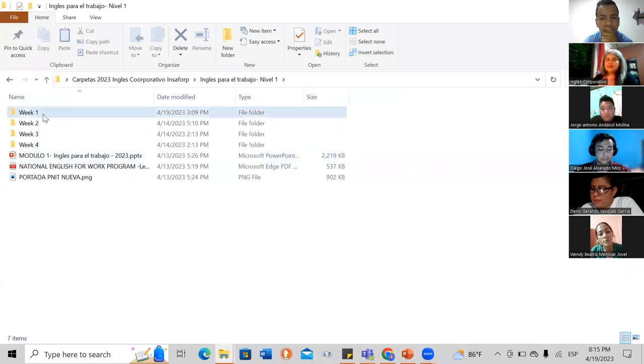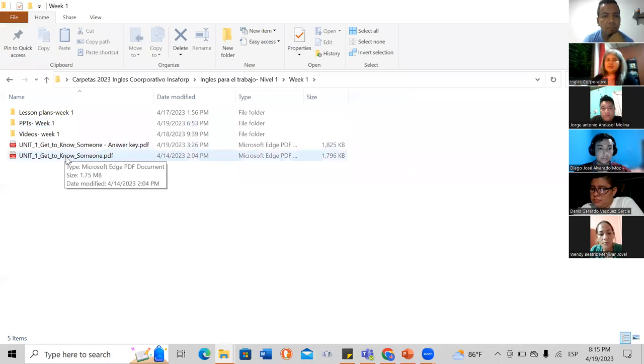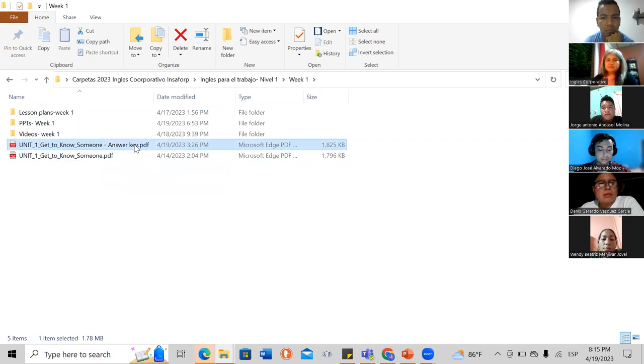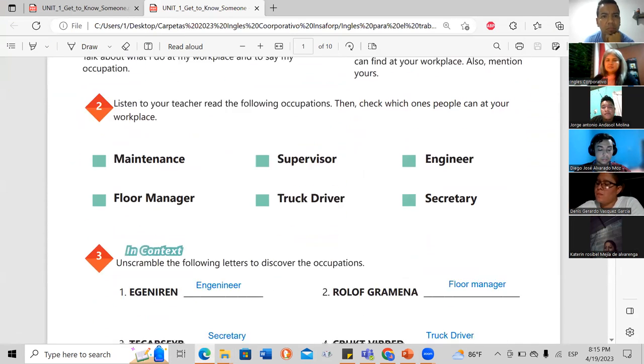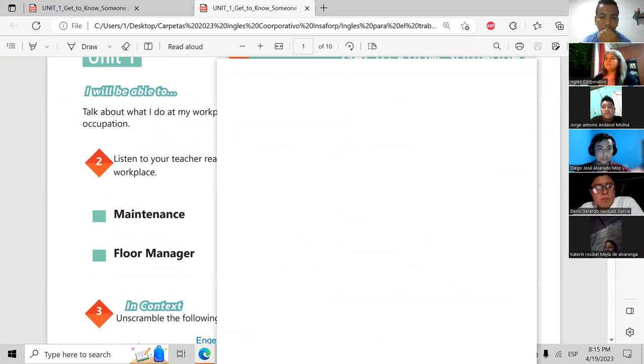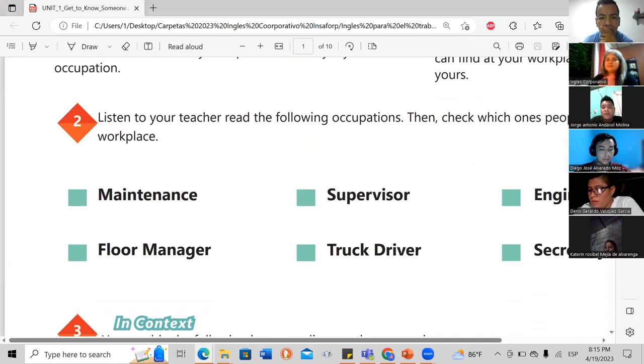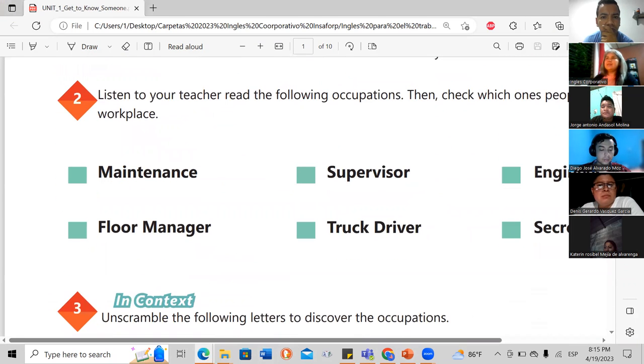La unidad 1. Pueden verlo, ¿verdad? Es este. ¿Dónde estaba para descargarlo, teacher? Está en la plataforma, donde dice Student Manual P1. Ahí lo tienen por semana. Ese es de la semana 1, unidad 1. Se llama Get to Know Someone. Okay, ya lo tengo.